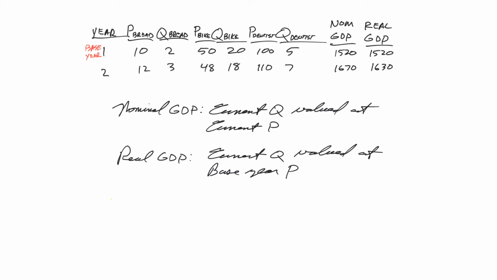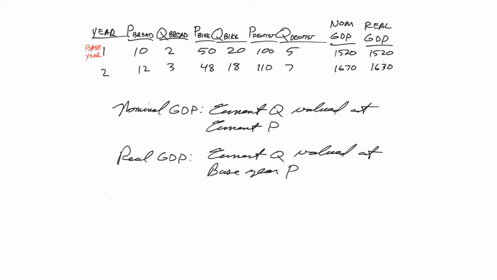For year 2, we value these 3 units of bread produced in year 2 at the base year price. So it's 3 times 10. The bikes, 18 produced in year 2, but we value it at the base year price. Dental services, valued at the base year price. So it's 3 times 10 plus 18 times 50 plus 7 times 100 gives us 1,630.